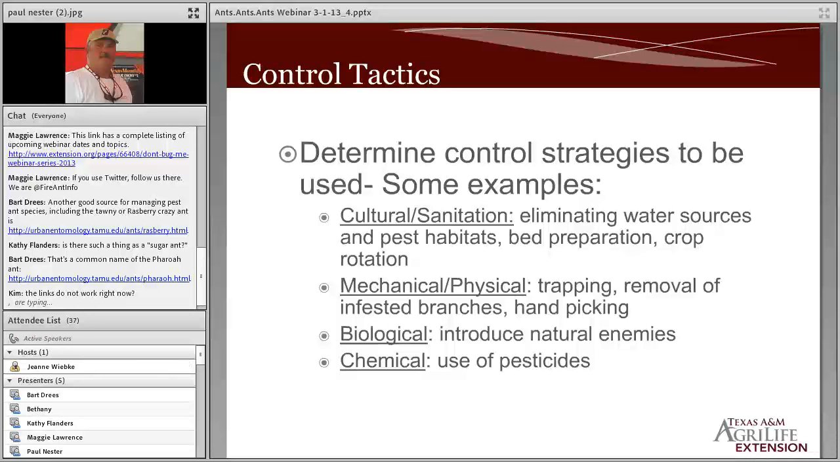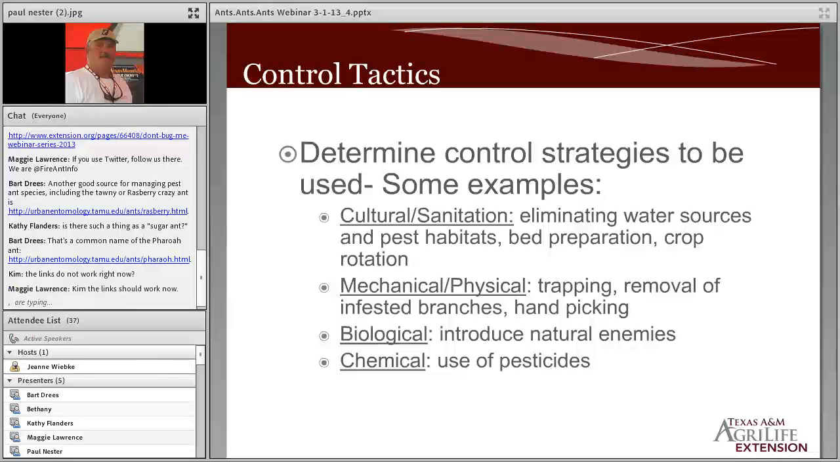And then at the very end, which is always the last thing we want to look at, is the use of chemicals, using the minimal amount possible and reducing the number of applications. So by performing some type of cultural or mechanical tactics, we may reduce the amount of chemical used, and then when we do use it, we'll be much more satisfied with the level of control.